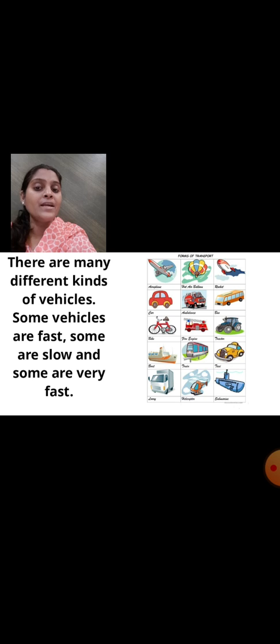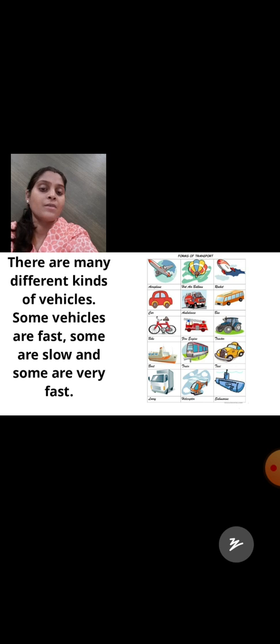Okay. Now, there are many different kinds of vehicles. Some vehicles are fast, some are slow and some are very fast. You can see this picture. In this picture, some vehicles are fast, some are slow and some are very fast. So, let's study about this in detail. Now, these are the slow vehicles. Cycle, that is bicycle, auto rickshaw, bullock cart.